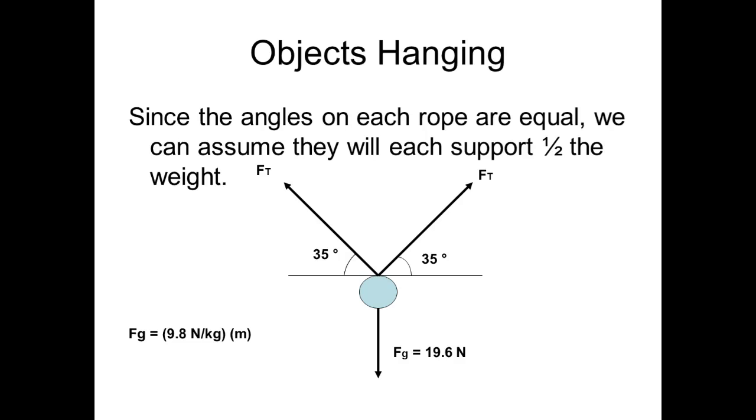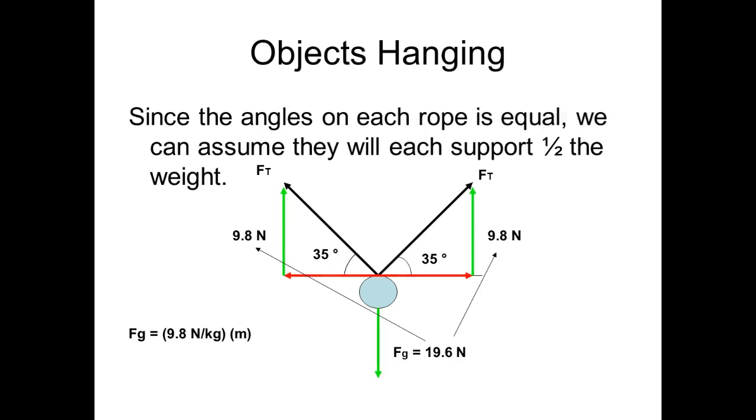If we know that the angles are equal, 35 degrees and 35 degrees, we can assume that both tension forces are pulling at the same amount. So that means that their vertical components, which would balance with our gravitational component, are equal. So the vertical component for Ft1, the left tension force, and Ft2, the right tension force, would have to be equal. So I could divide 19.6 by 2 to get 9.8 newtons. All I need is an angle and a side to calculate any other force.